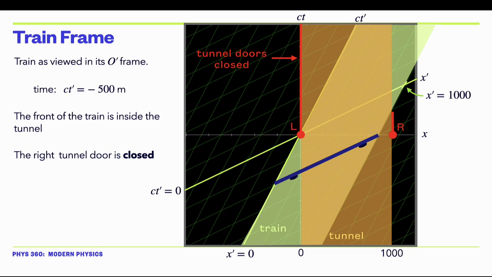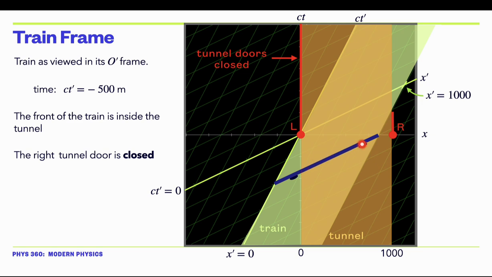Now finally here, look at where the right space-time event is. This red dot is below, if you can see it, it's below this line. Remember, this was at minus 575 meters, and this line is at a CT prime of minus 500 meters. So we've now advanced time beyond the point, so the right door has closed at this point. So the right door to the tunnel will be closed.